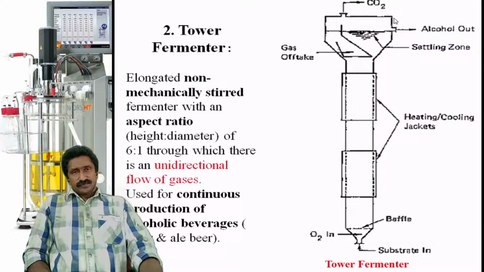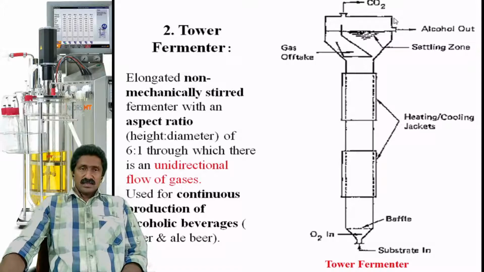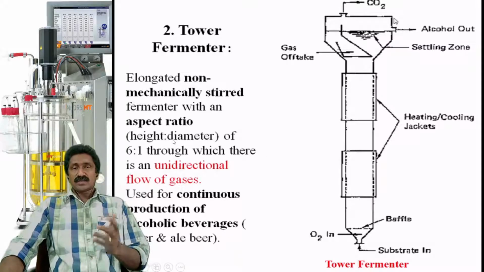Okay. Now the next one is the tower fermenter. A tower fermenter is an elongated, non-mechanically stirred fermenter with an aspect ratio of about 6:1. So the height to diameter aspect ratio of this tower fermenter is about 6:1. And there is a unidirectional flow of gases. There is no recirculation. Gas will flow only in one direction.